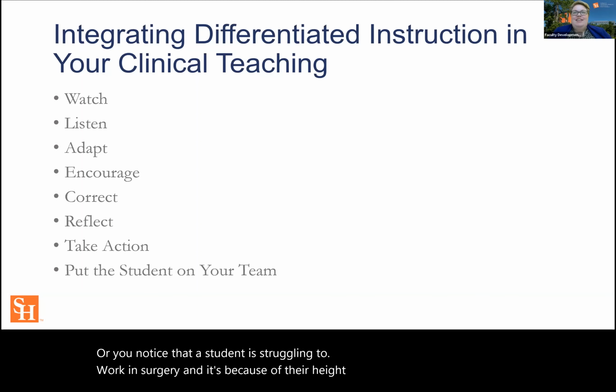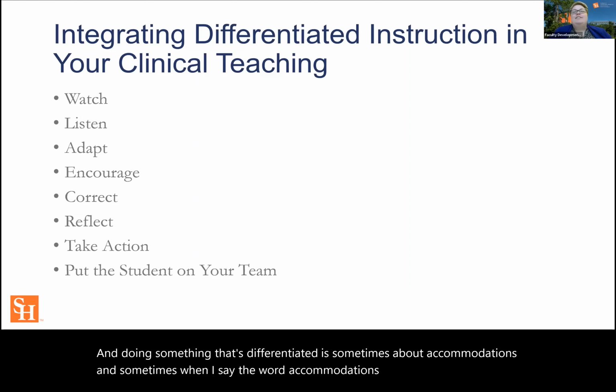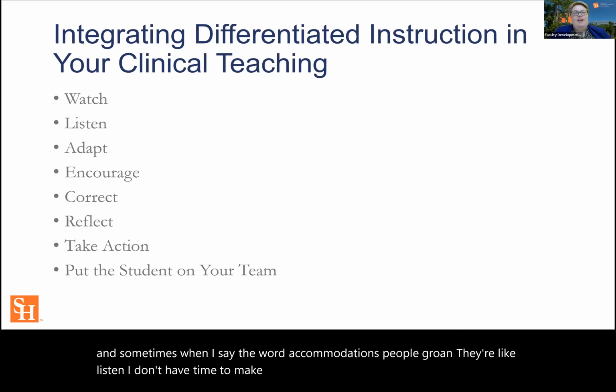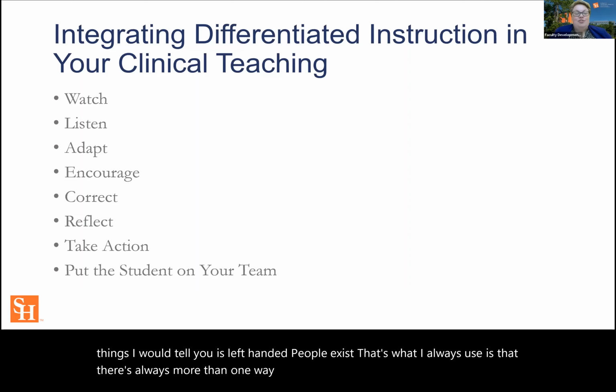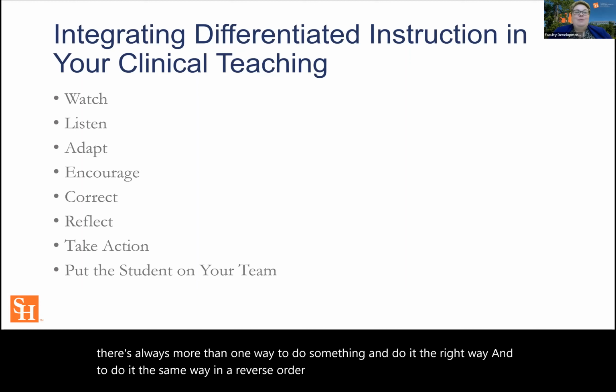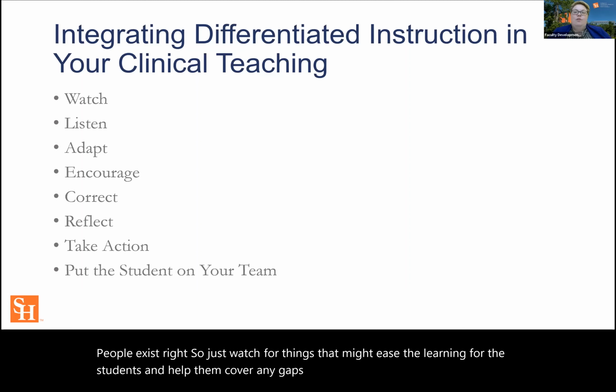Watching students and doing something that's differentiated is sometimes about accommodations. And sometimes when I say the word accommodations, people groan. They're like, listen, I don't have time to make an accommodation for someone. But one of the things I would tell you is left-handed people exist. That's what I always use, is that there's always more than one way to do something and do it the right way, and to do it the same way, but in a reverse order or flipped around. And that's because left-handed people exist, right? So just watch for things that might ease the learning for the students and help them cover any gaps that they or you might see.